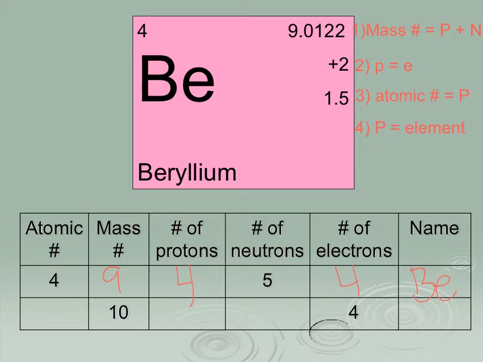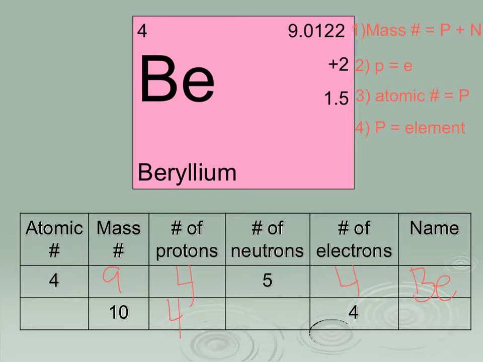And now let's do the bottom row. So the clues are a little bit different this time, or at least the order we're going to do them in. Alright, so I have a number of electrons and I have a mass number. Well, I know that my number of electrons is equal to my number of protons. So I'm going to fill that in. So my number of electrons, that means I have 4 protons.